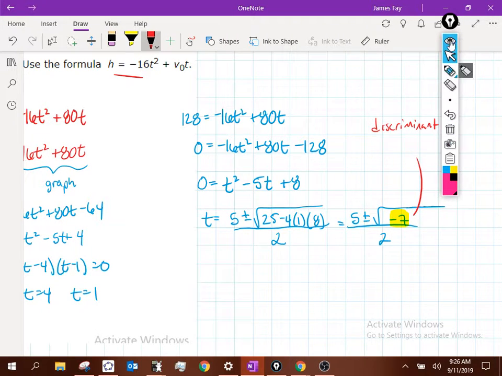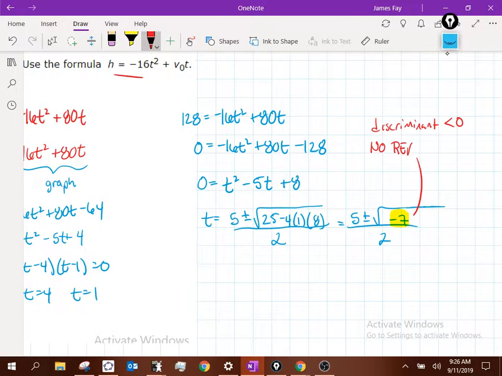And when the discriminant is less than 0, you have no real solutions. And that would then be the math that I need to see. I need you to produce that negative discriminant to indicate that you know it's impossible. Is that all right? Yeah.